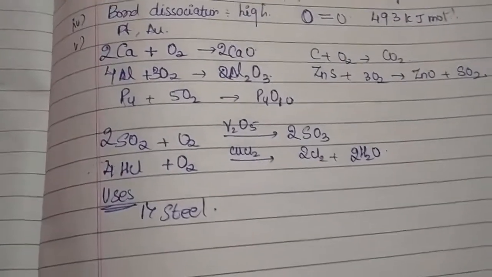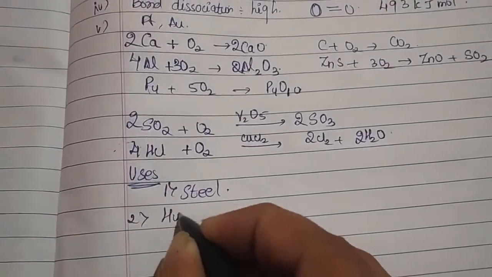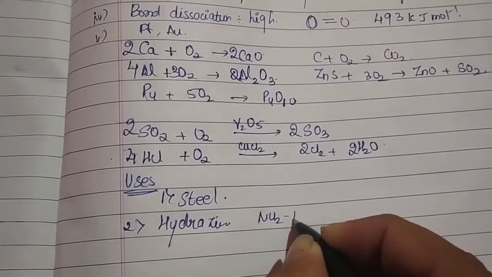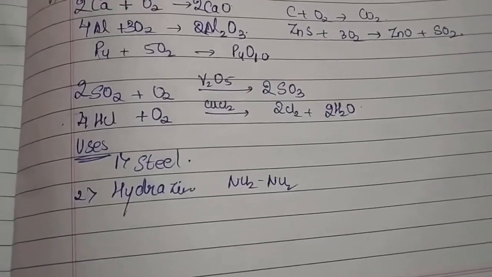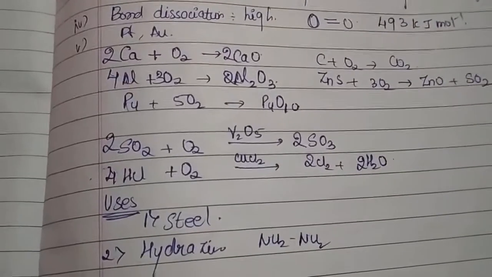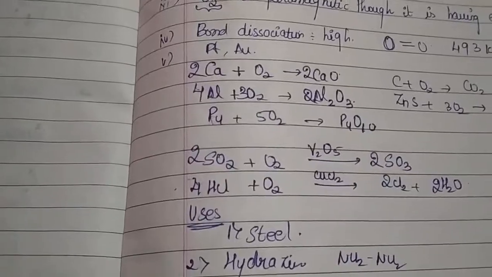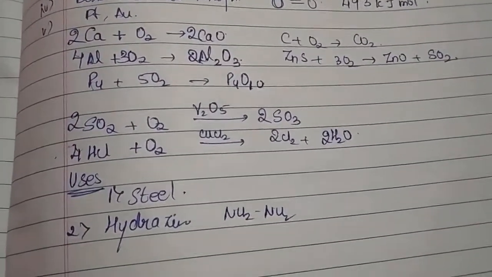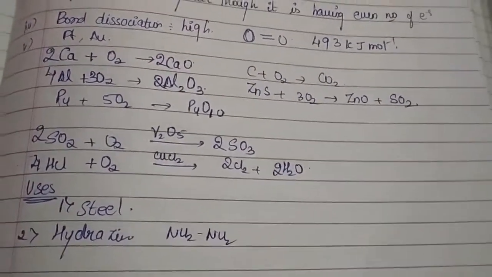And coming to the combustion of fuels, whenever your hydrazine, that is N2H4, is treated with liquid oxygen, it provides a tremendous thrust in rockets. So in rocket fuels also we need a pressure, a thrust, to fly. What produces that thrust? Hydrazine in the presence of liquid oxygen. Okay, so these were some of the important uses of dioxygen.